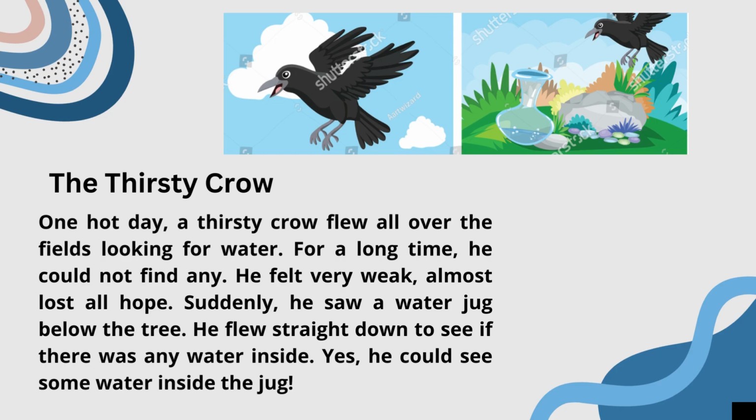One hot day, a thirsty crow flew all over the fields looking for water. For a long time, he couldn't find any. He felt very weak, almost lost all hope. Suddenly, he saw a water jug below the tree. He flew straight down to see if there was any water inside. Yes, he could see some water inside the jug.